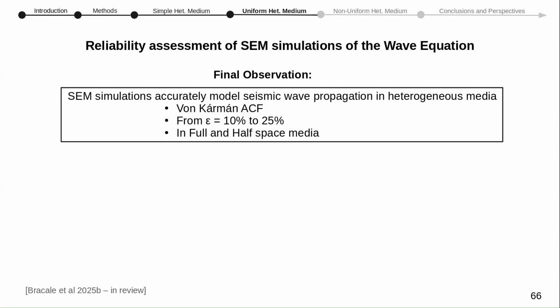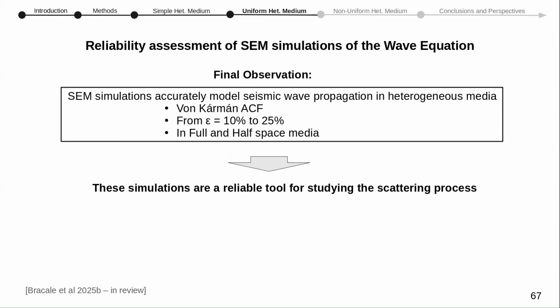So in this case, we can conclude that, at least in the limits that we tested, spectral element simulations accurately model the propagation of seismic waves in heterogeneous media. And this means that the simulations are a reliable tool to study the scattering process.